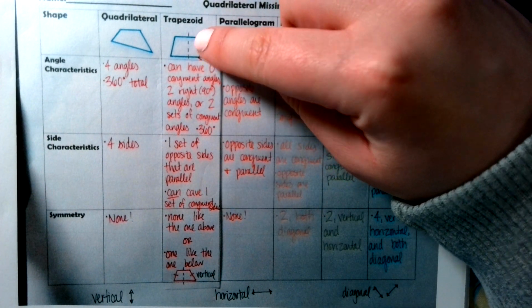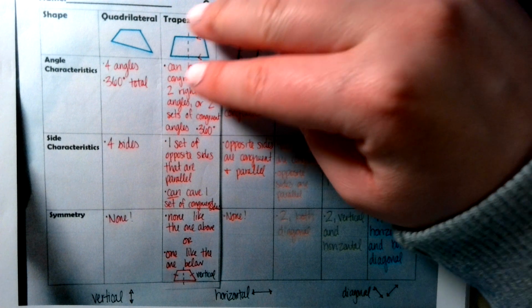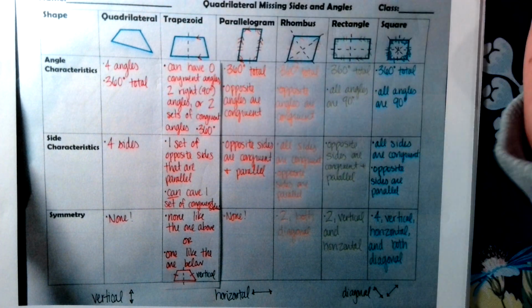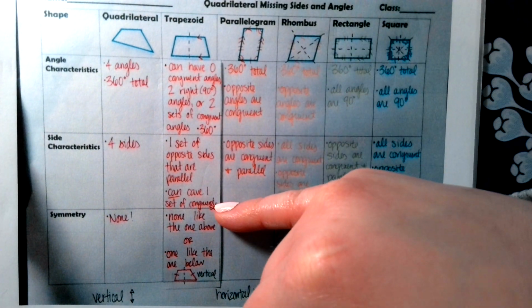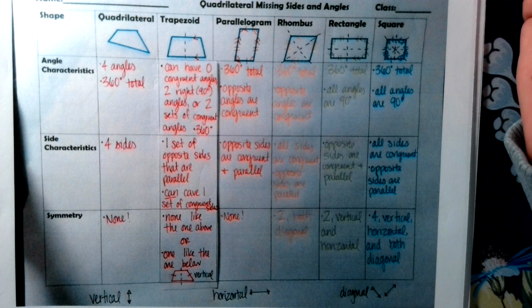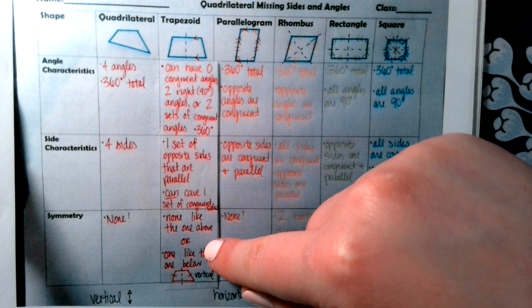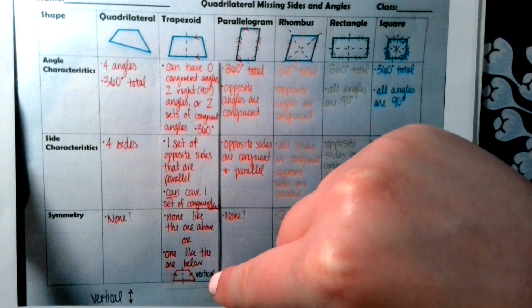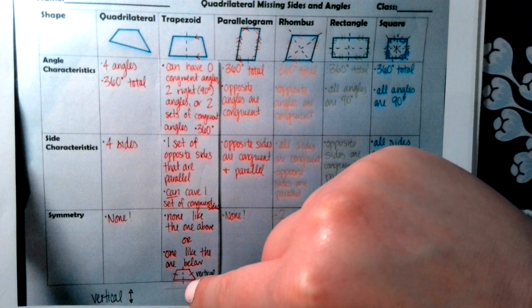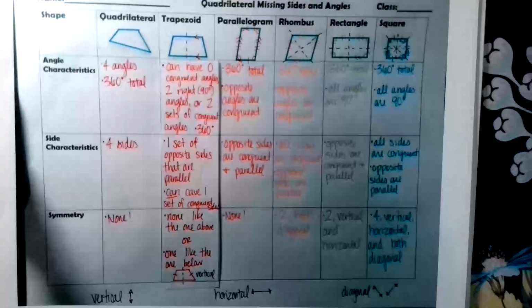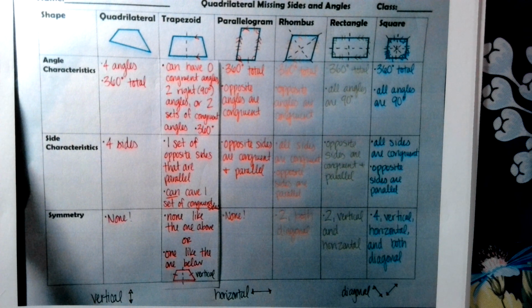Remember, we show parallel sides using those little arrows. Parallel means they'll run on forever and ever and ever, and they'll never touch. And they can have one set of congruent sides, not always. If they have those congruent sides, that means it is going to have vertical symmetry, or it could have no symmetry if none of the sides are the same.